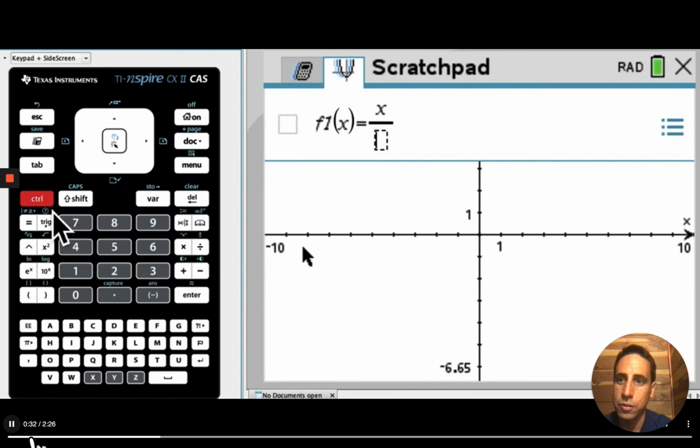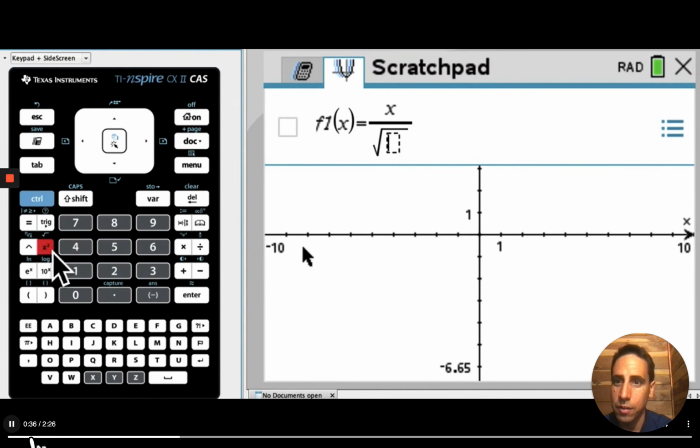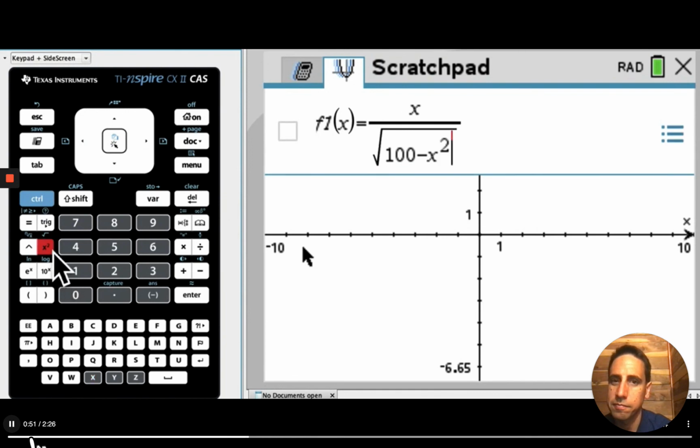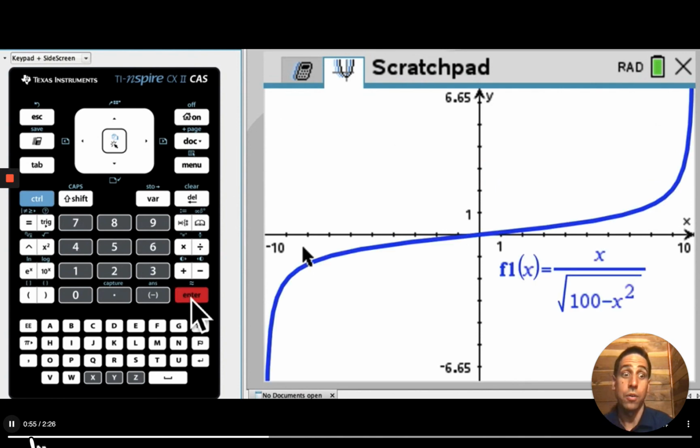We have Control and then square root. Kind of notice each button has a little blue picture above it, and if you ever want to access that, you press the Control button. So 100 minus x squared. Enter. Let's graph it. See, whoa, check out this curve. Oh, what a funky curve.